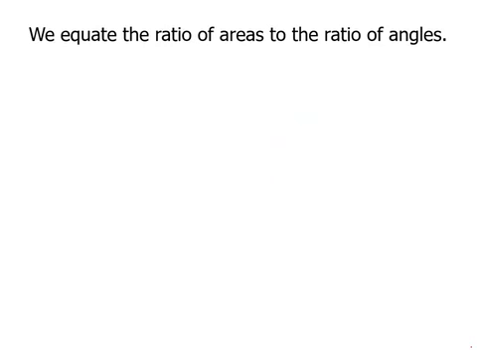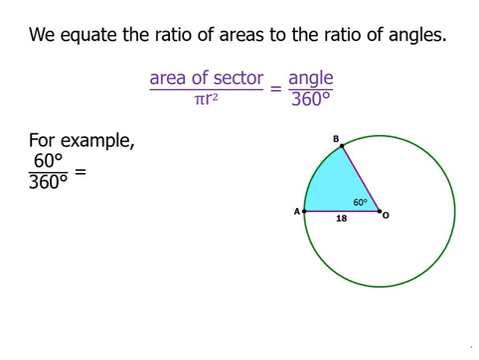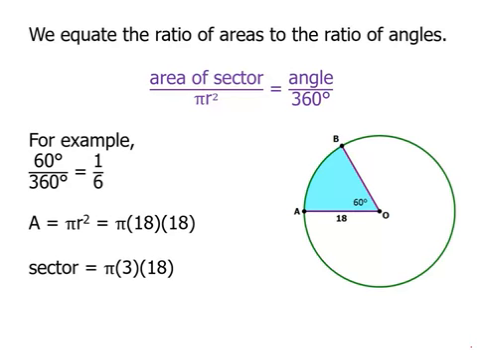We equate the ratio of the areas to the ratio of the angles. So that's the formula for the area of a sector. And again, don't simply blindly memorize. Make sure you understand how we got this. So for example, in this circle, we know that 60 over 360 is 1/6. Area equals pi r squared, which is 18 times 18. I'm just going to leave it like that. If we divide that by 6, we get 3 times 18. 3 times 18 is 54. So the area of that shaded sector is 54 pi.